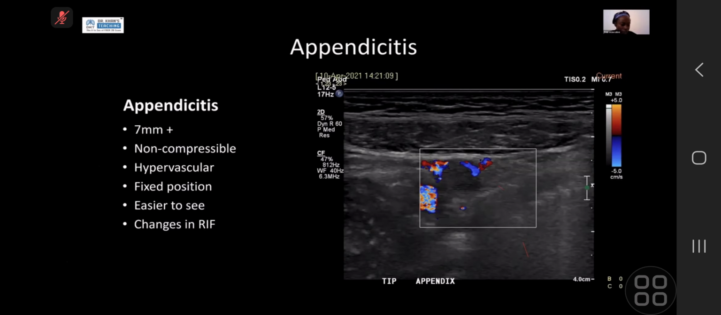And you need to be able to follow the appendix from the base all the way to the tip to be sure that it's completely normal. And if it's thickened, you want to follow it from the base to the tip to look for any disruption of the wall, which might suggest it's perforated.